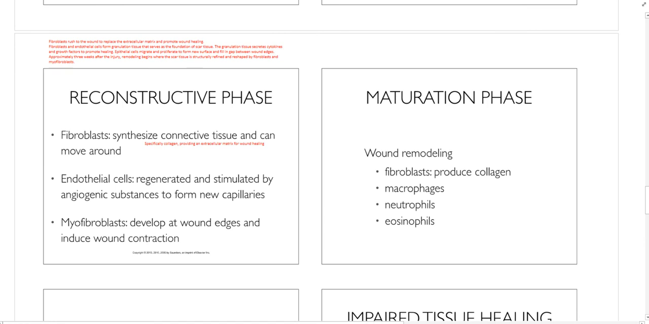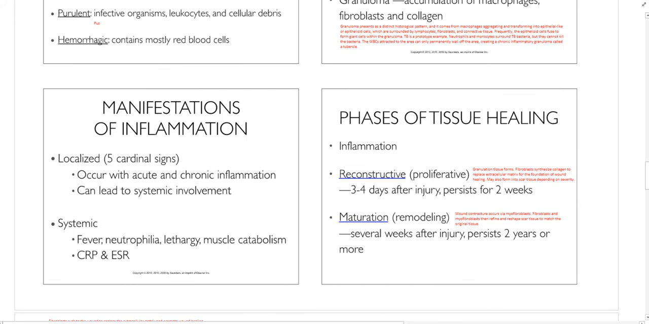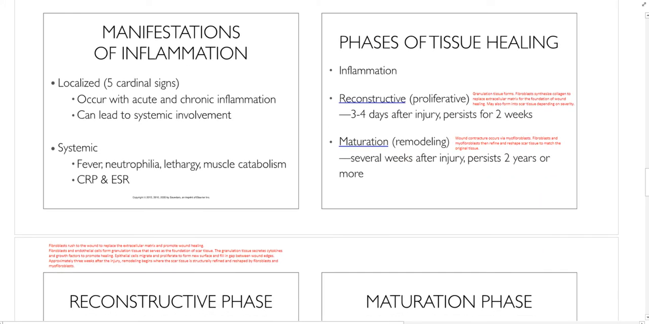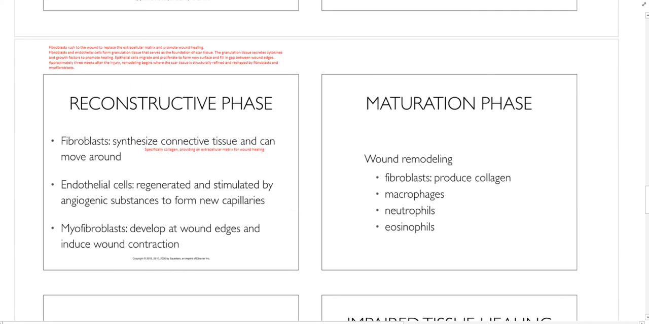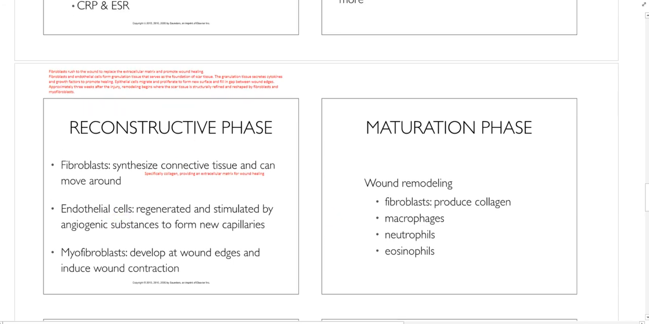So myofibroblasts are really more a part of the maturation phase rather than the reconstructive phase, at least according to the two books that were provided. Endothelial stage here, I believe, actually is still part of the reconstructive phase, but this part I believe should be over here. And it's the wound remodeling, it's that wound contracture, it's trying to refine, reshape all that stuff and make it as normal as it can be.